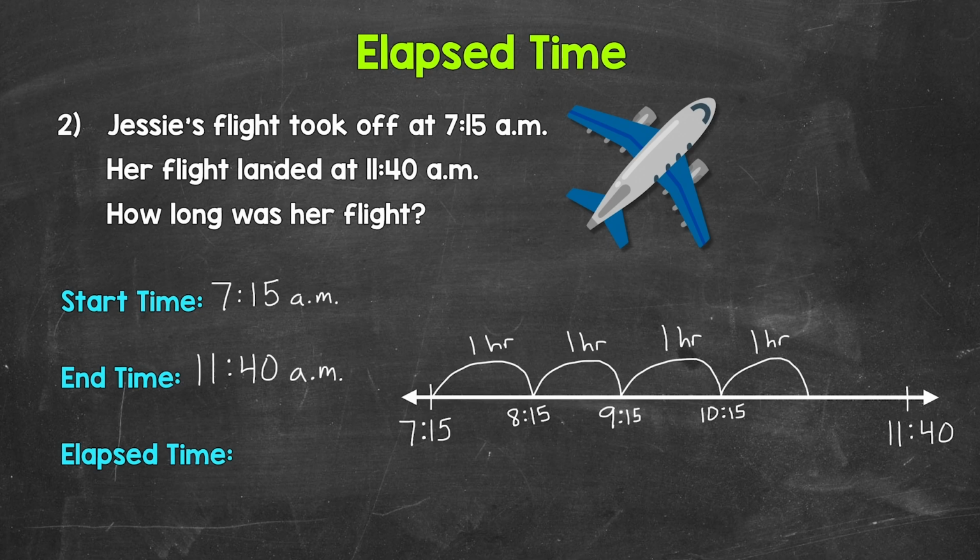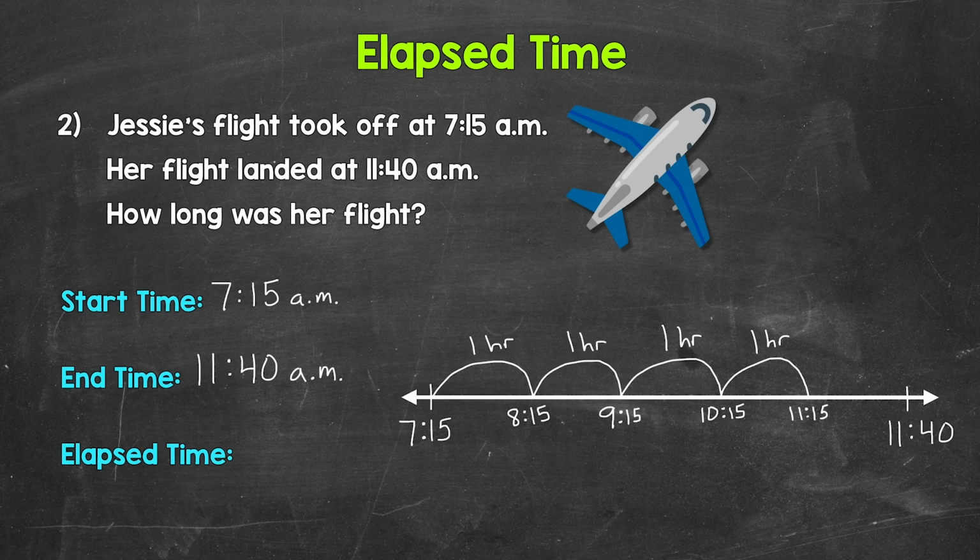So we need another hour. So a 1 hour jump here, and that brings us to 11:15. And we still haven't gotten to that end time. So we're at 11:15. Can we make another hour jump? Well, 1 hour ahead of 11:15 is 12:15, which is too far. That's past our end time. So we can't do another hour. We need to use minutes now.